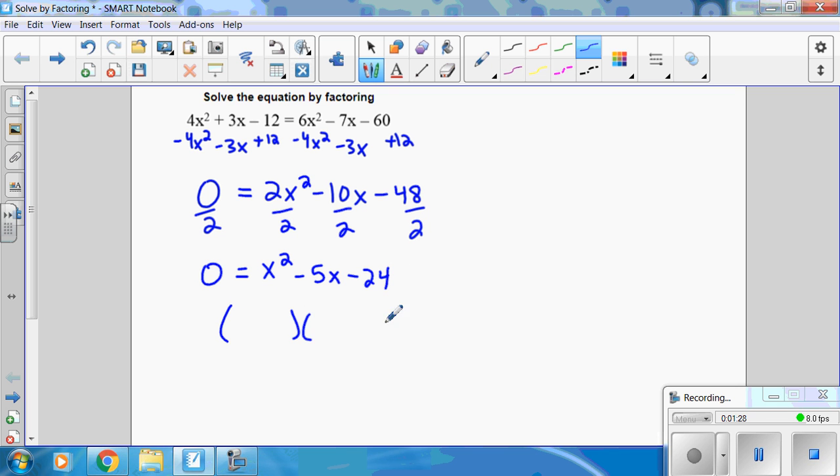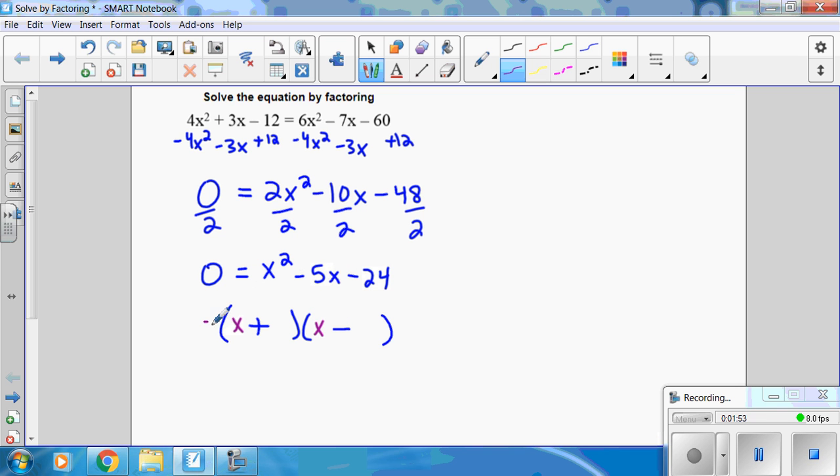When we go to factor, we look at the second sign. It's a negative. So that means the signs that we have are going to be different. And then we can go ahead and plug in our x and x because we have x squared here. Finally, we need two numbers that multiply to give us 24. And since the signs are different, they're going to have a difference of 5.